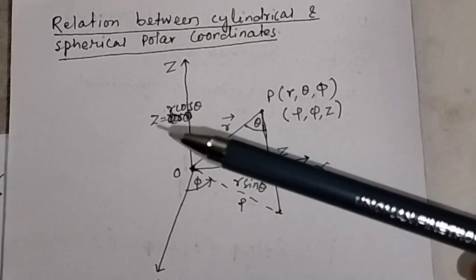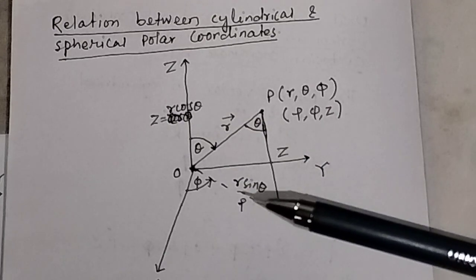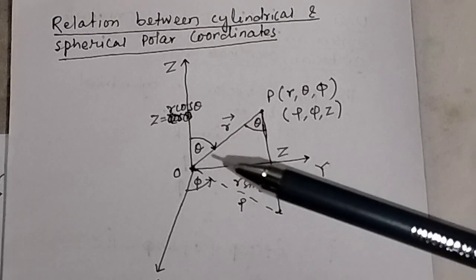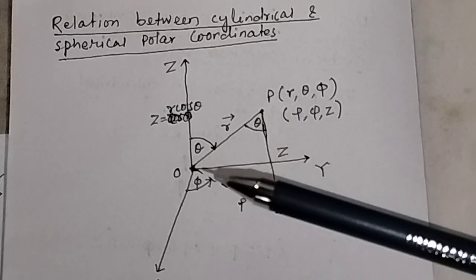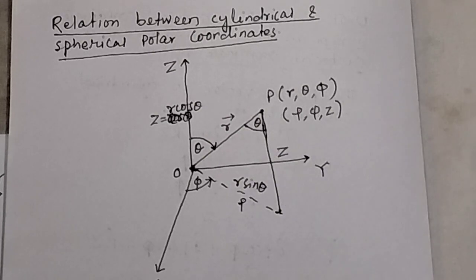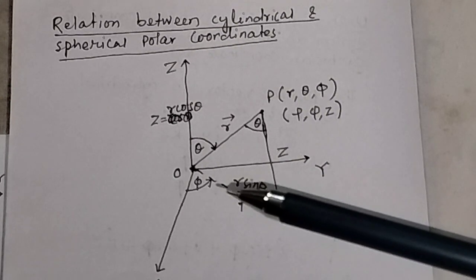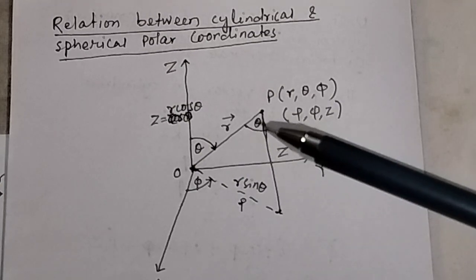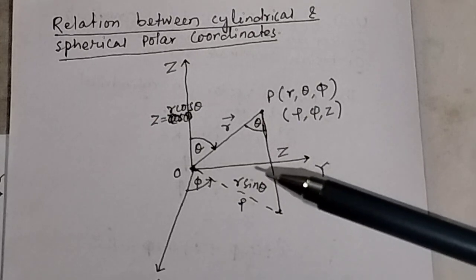Okay, one relation is z equal to r cos theta, the second one is rho equal to r sin theta. Then what will be the third relation? You see, r square will be equal to rho square plus z square. Since this is a right angle, so this component z square plus this component rho square will be equal to r square.